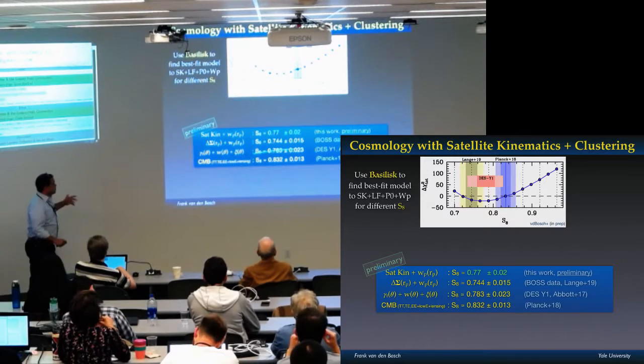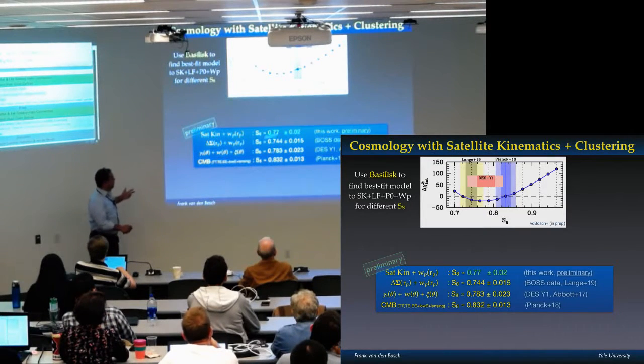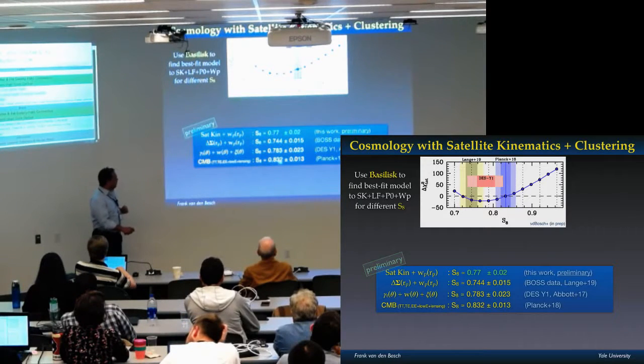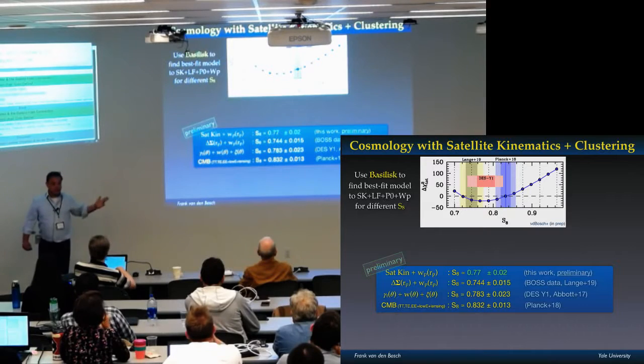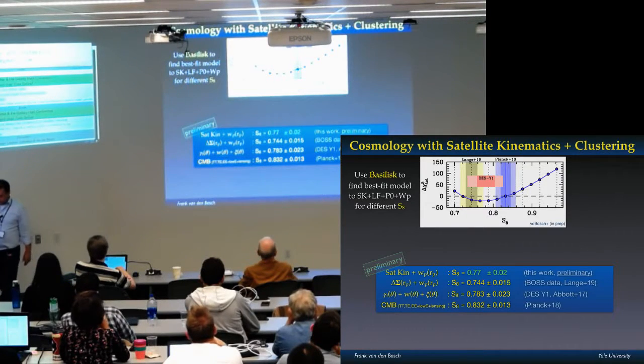So here are the results. If I take this at face value, I've inferred that S8 is about 0.77 plus or minus 0.2, clearly in tension with Planck, and in reasonable agreement with, for example, Johannes' analysis from a completely different data set using lensing and clustering.